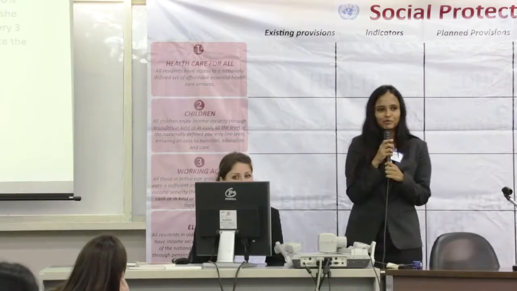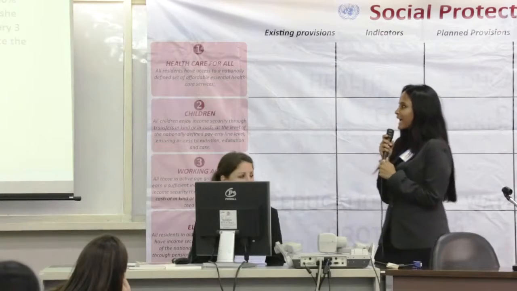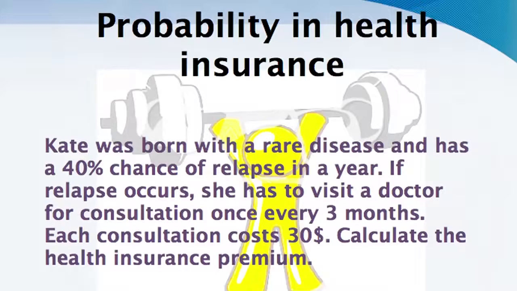So, just a small exercise for you. We have the case of Kate, who has a rare illness, and there's a 40%, or 0.4, probability that she falls ill every year. In that case, she has to visit the doctor every 3 months, so it's 4 times a year, and she pays $30 to the doctor each visit. So can anyone say how you calculate the health insurance premium for Kate?